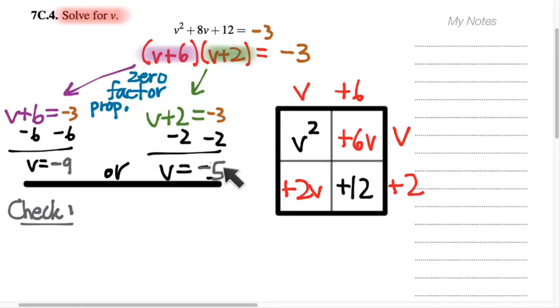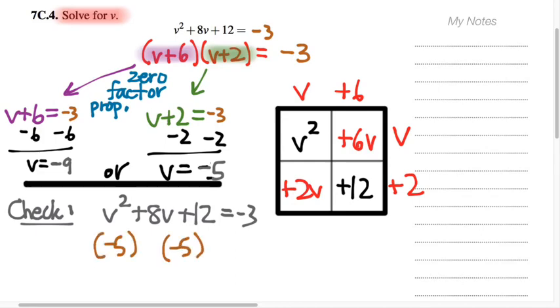Let's just check, let's say this answer, v equals -5. Let's plug it back into this equation. V squared plus 8v plus 12. And I want to know whether that's equal to -3. For v equals -5, so I'll plug -5 in here in parentheses for my v's. Write the rest of my equation around it.